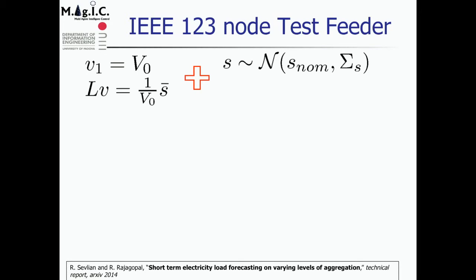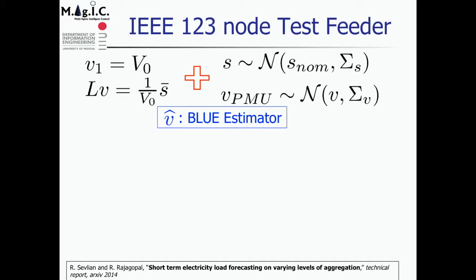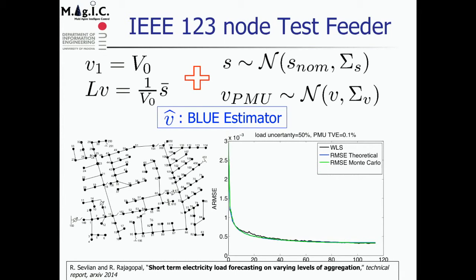If now I add some information that I can extract from the smart meters, I have some knowledge about these loads, some nominal values and some uncertainty that I can extract from the time series. Also, I have some PMUs, devices that can measure the voltage directly, affected by some noise. And everything is linear, so if I want to find the optimal estimate of the voltage, it turns out to be a Bayesian linear unbiased estimator. So it's a very simple solution for this problem.